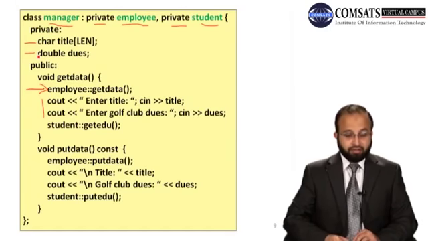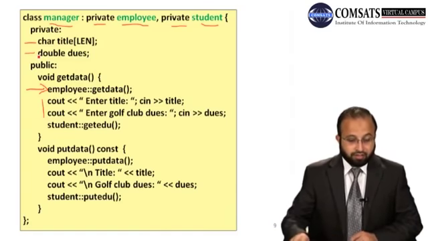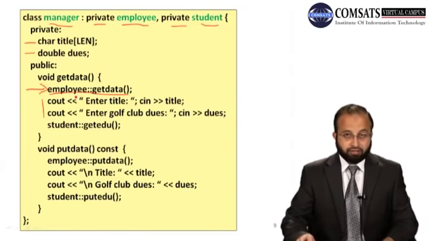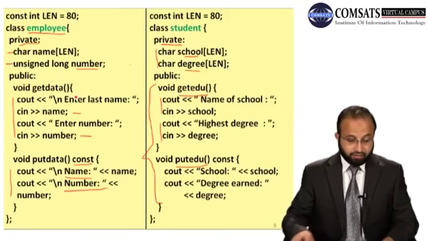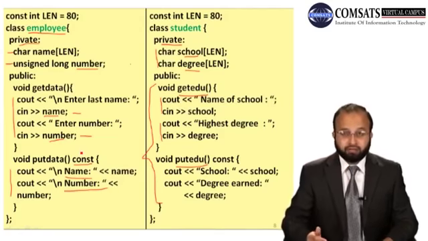So these are all the fields that exist within the object of a manager class, because this class is inherited from the employee and student classes. So the first function call here is get data. You call this function with the name of the class, that is Employee scope resolution operator get data, so get data will be executed. Now when get data is executed, it inputs the data in name and number. So name and number of which object? Of the manager object, because a manager is basically an employee.